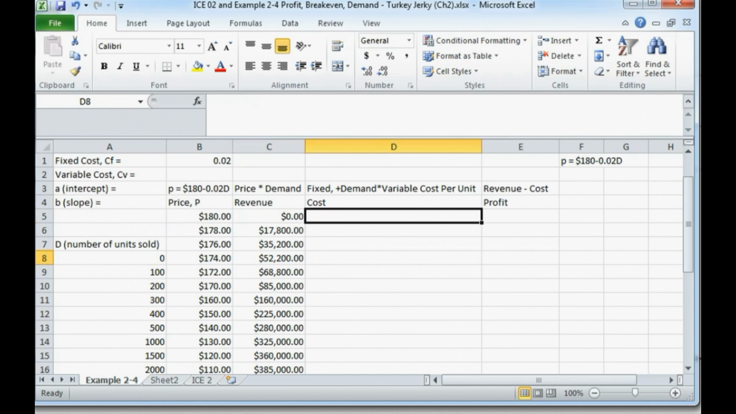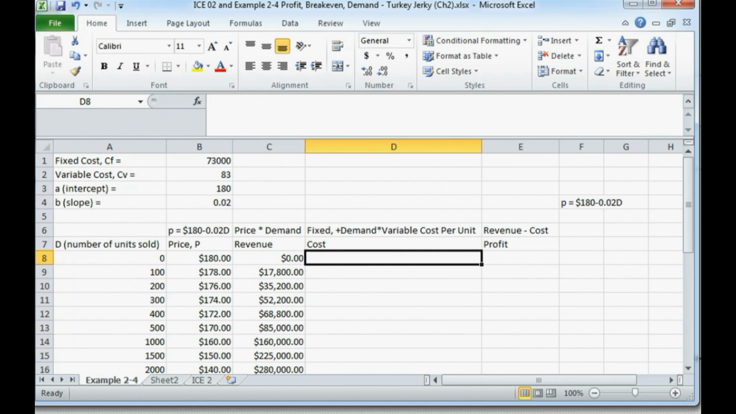What about my costs? My costs are going to include the fixed cost of $73,000 plus whatever my demand level is times the variable cost per unit. So my variable cost per unit is $83. Let me just center that and put it into currency. If I don't sell any, I still have to cover my fixed cost of $73,000. But my costs go up the more I sell.